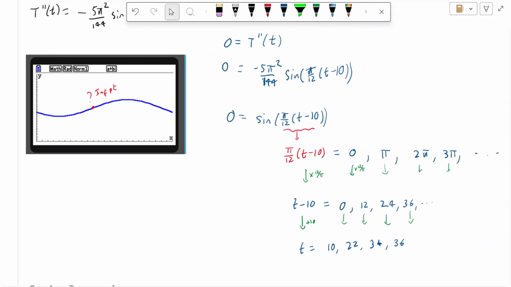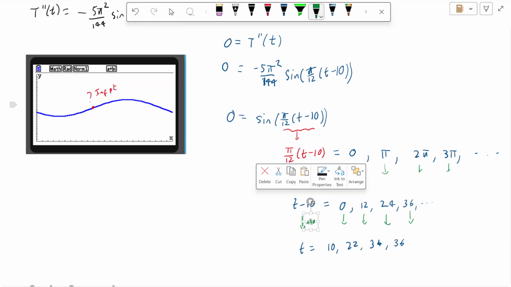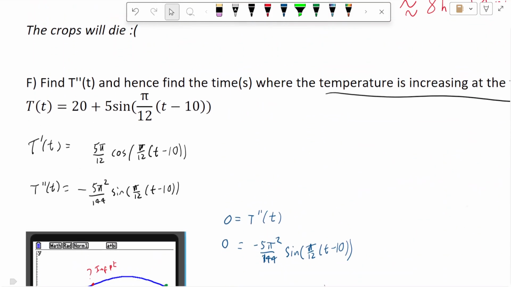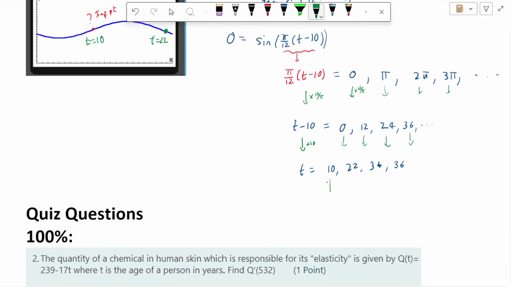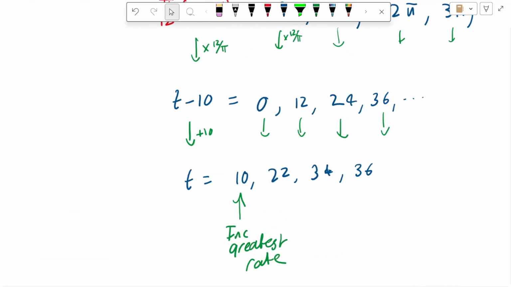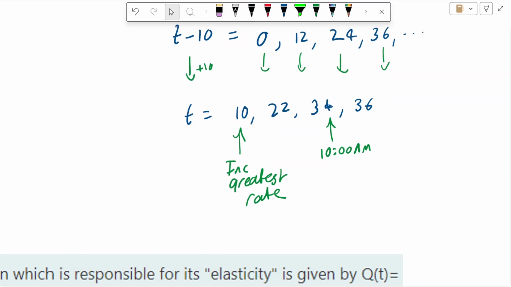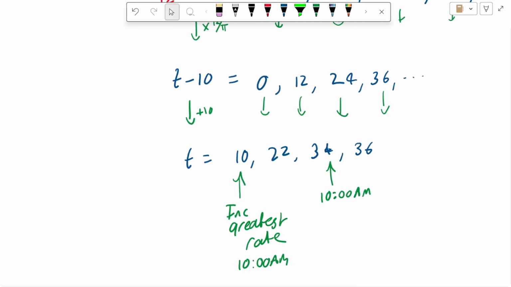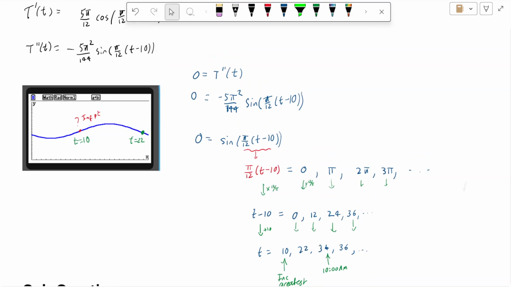I would say this one happens at the t equals 10 value we just found. And then this point of inflection over here would be the t equals 22 one that we just found. When is the temperature increasing at the greatest rate? It's this one. Now, if you wanted to look at 34, that would also correspond to a time of 10 a.m. And then this one here is 10 a.m. too, just like that. Now, this list does keep going on forever because the day is going forever, at least as far as the mathematics is concerned.